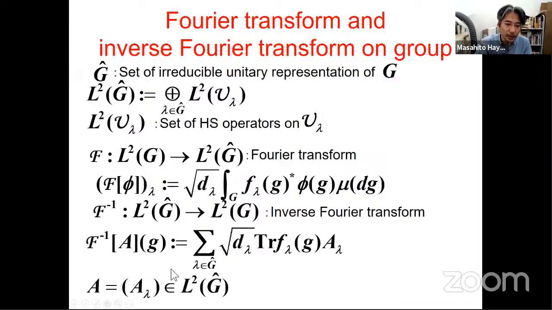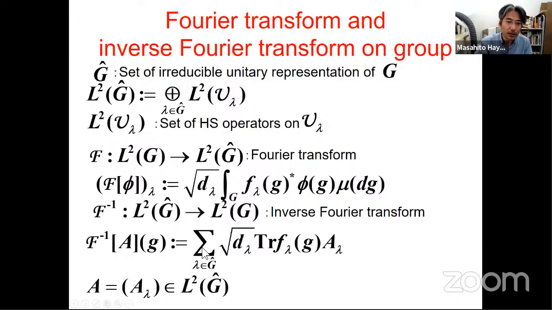So the inverse is this, the element of lambda. A is this element, and A lambda is a Hilbert-Schmidt operator on the V lambda irreducible space. For each irreducible space, we take this trace with this unitary representation. Then we take this D lambda. D lambda is the dimension of V lambda, and we take the summation over all irreducible representations. Then we have this one.